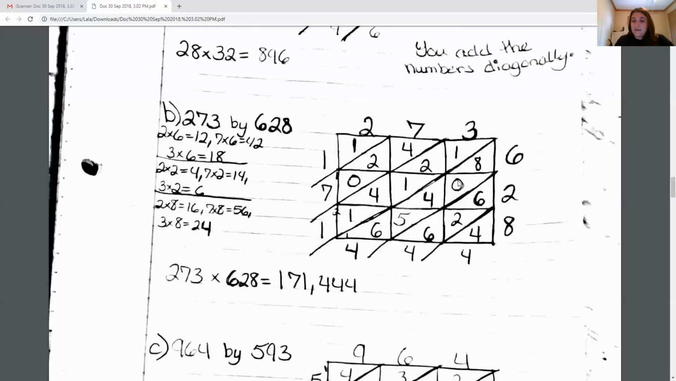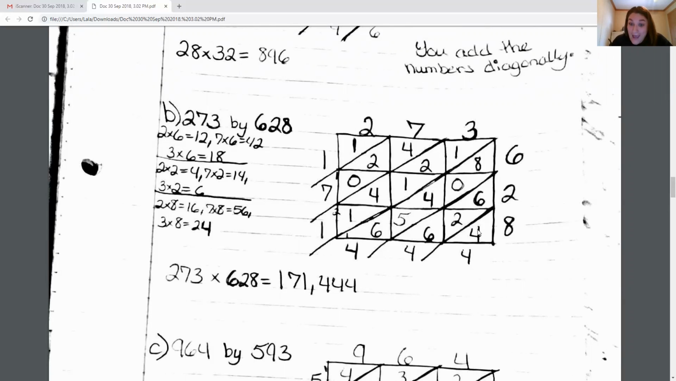3 times 2 is 6. Don't forget to put your 0. There's your 6. 2 times 8 is 16. The 1 and the 6 for 16. 8 and 7 is 56. There's our 5 and our 6. And then 3 times 8 is 24. So there's our 2 and our 4.